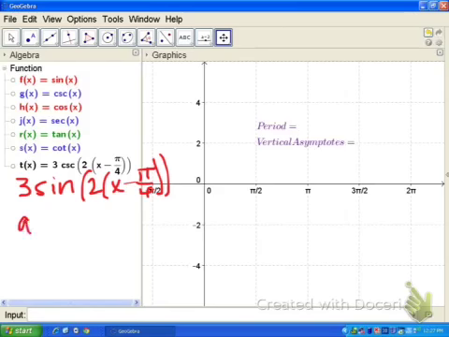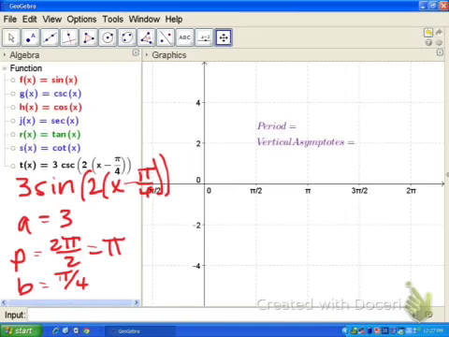So let's find all of these values. Amplitude, we would say here is 3, and the period is going to be 2 pi over 2, excuse me, which is going to reduce to pi. And what we also have here is a phase shift of pi over 4, and that will be moving to the right pi over 4 units because it's a minus. So let's graph this function.